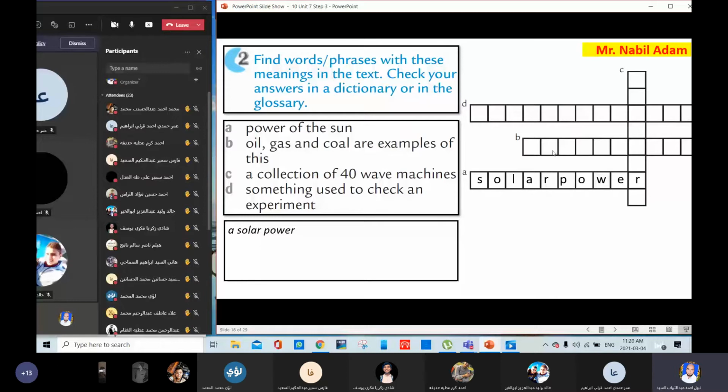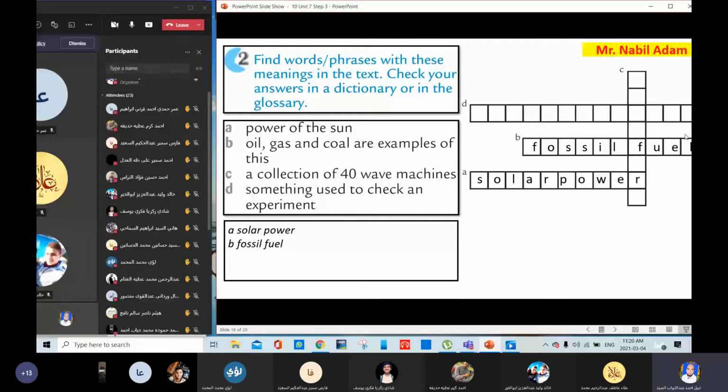Ala Atif. Yes, Ala. Fossil fuel. Fossil fuel. Excellent. Fossil fuel. Excellent. Thank you. Fossil fuel. Don't forget to write the last letter as you can see it here. Yes, it's clear now. Fossil fuel. So write one letter in each box. Thank you, Ala.